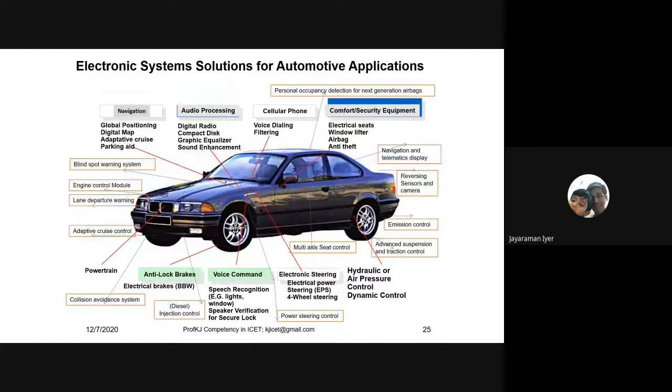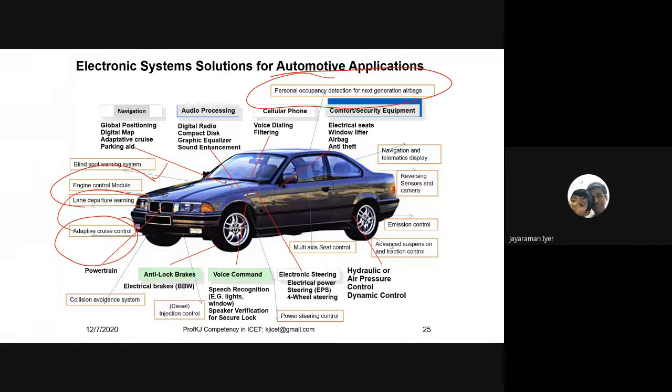Because the embedded system has become more and more beautiful. Look at it: blind spot warning, engine control, lane departure, adaptive control, and passenger occupancy condition and airbags. Oh, you have a lot of new things coming up. And you have radar also there. Reversing sensor, radar sensor is also there. Radio detection and ranging is part of the automobile. It's supposed to control the speed also.